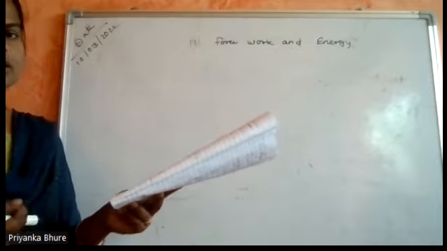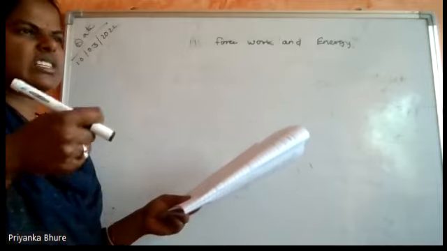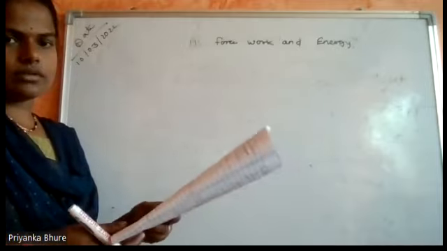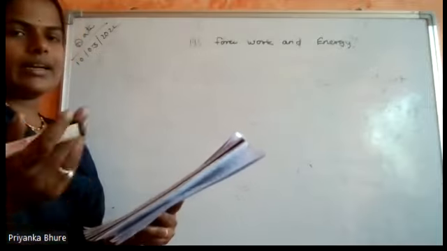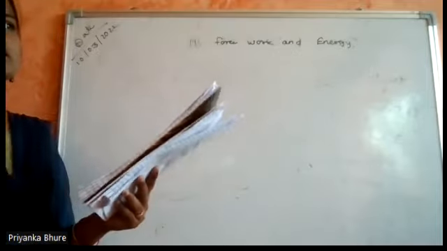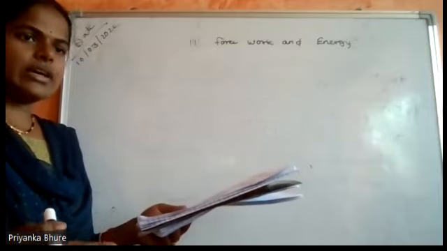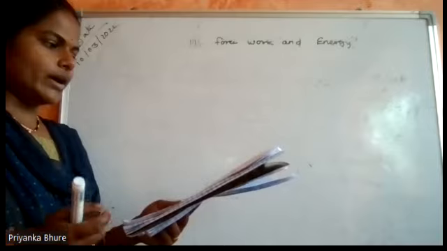Next is the screw. Everyone knows that with the help of a screwdriver we put a hole in a particular area; for that we use a screw. And in a wedge, at least one inclined plane is there, like an axe, so one part is an inclined plane. Whenever we cut any object, like using an axe to cut wood, that is an example of a wedge.